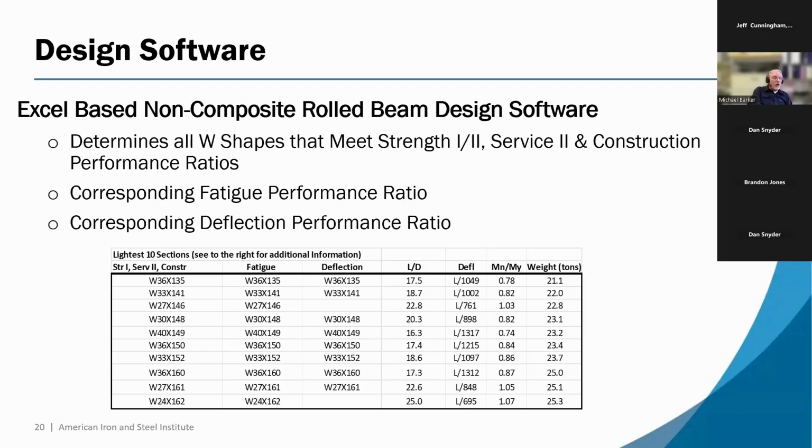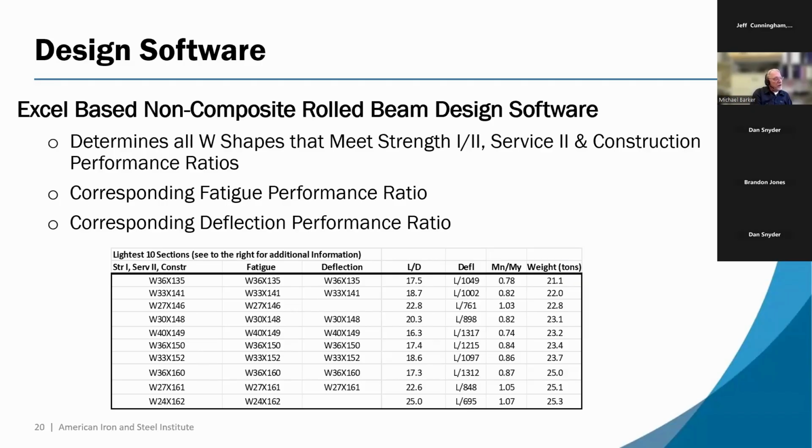So this Excel-based non-composite rolled beam design software that we use for this one, what it does is it determines all W shapes that meet the strength 1, 2, and service 2 and construction performance ratios. And then it reports out the corresponding fatigue performance ratios and the deflection performance ratio. And here it is for the example we did. For instance, the top one says a W36 by 135 meets strength 1, 2 in construction. It also meets fatigue because it's listed there. It also meets deflection. And that's the one we would pick, and it weighs 21.1 tons.